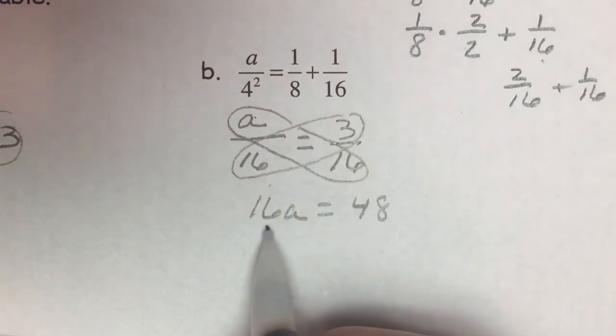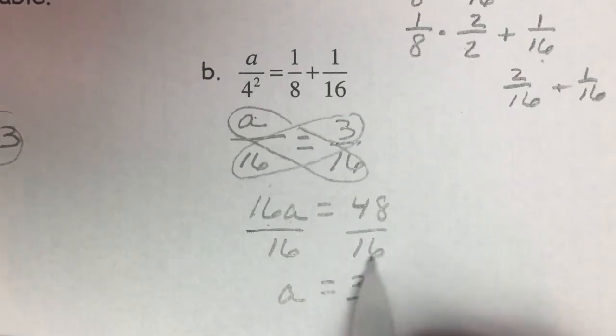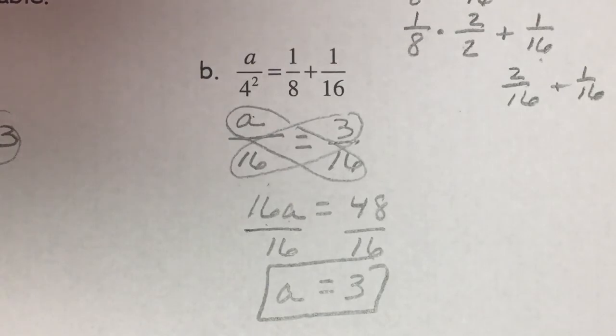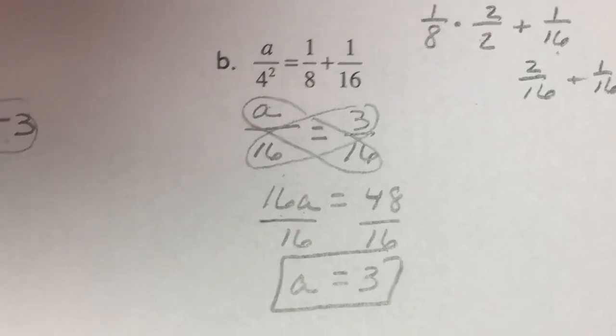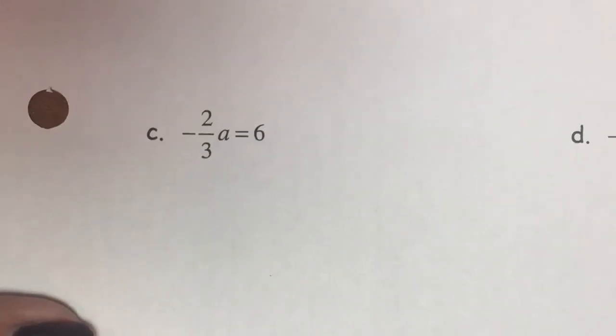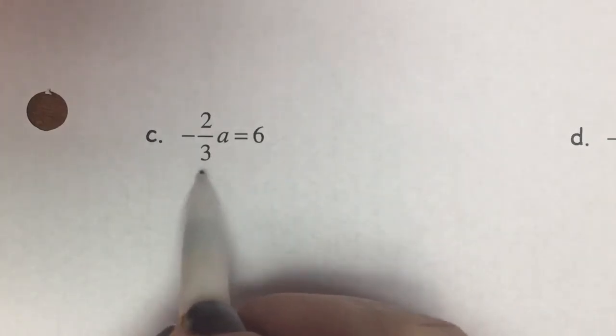All right, how do I solve this? Well, these are being multiplied, so I divide both sides by 16. And a is equal to 3. So that's another option to solve many of these equations. Now, if we look down at C, we can't do that because this is not a proportion as it stands. Now look at this one.